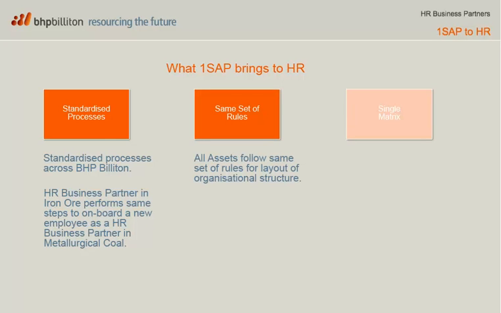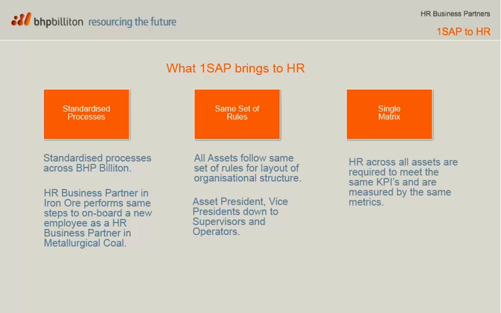Also, all assets follow the same set of rules for layout of organizational structure, from asset president, vice presidents down to supervisors and operators. And HR across all assets are required to meet the same KPIs and are measured by the same metrics. The same reports can be generated by senior management and compared across BHP Billiton.